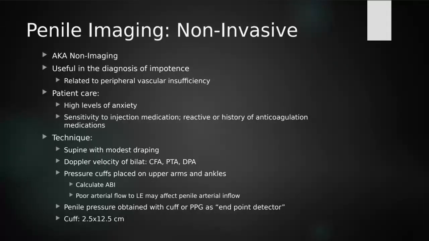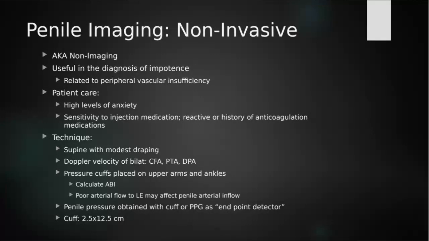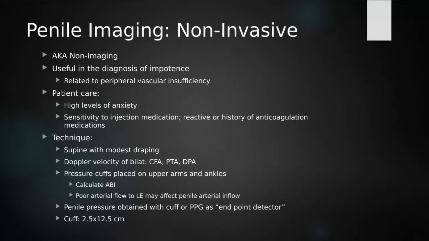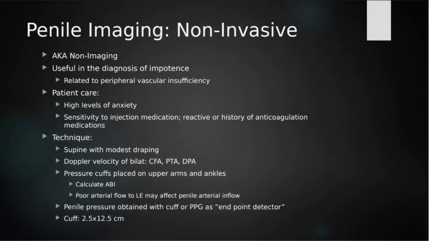Next, we have penile imaging. So there are two different types of penile imaging, non-invasive and invasive. Non-invasive is also known as non-imaging. So this is useful in the diagnosis of impotence. This is going to be related to peripheral vascular insufficiency. So basically the patient is not getting enough blood supply to the genital region.